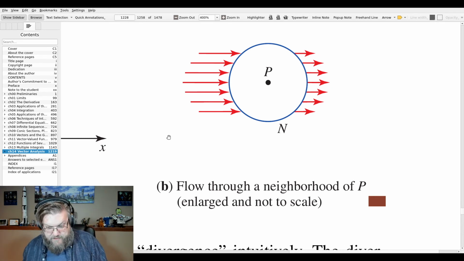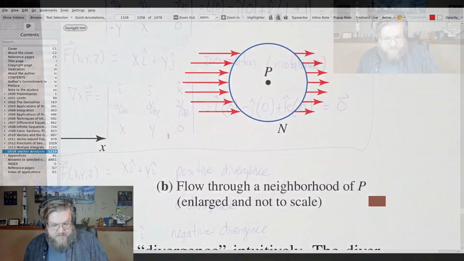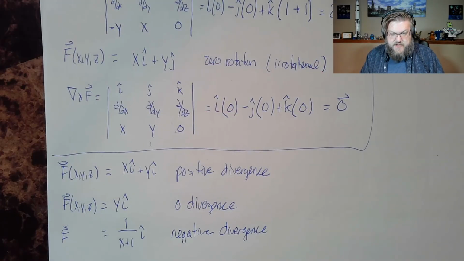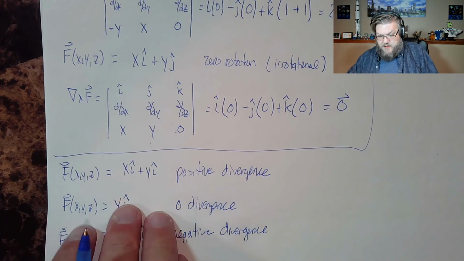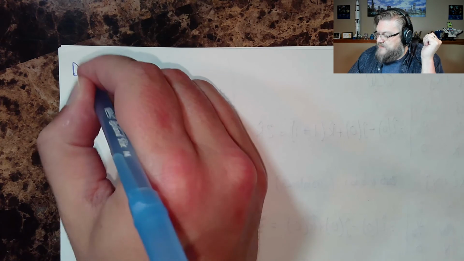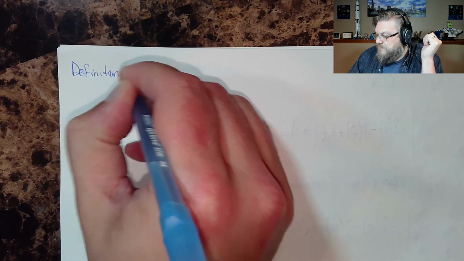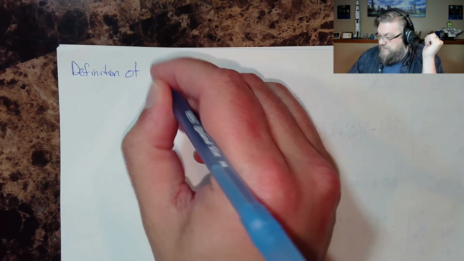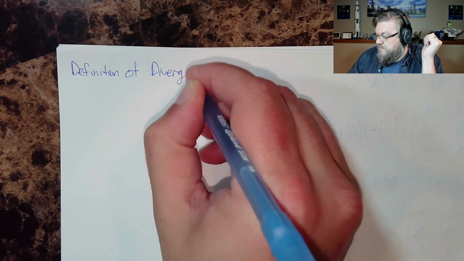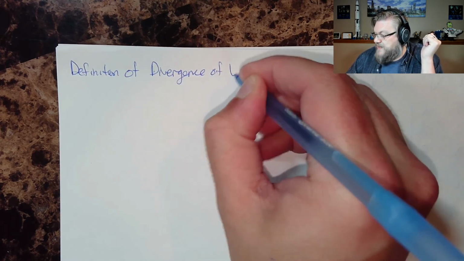Okay, now that you have sort of a visual of what divergence is and what it's measuring, the calculation to find divergence is actually really easy. It's not bad at all. So let's go here and we'll define that. We'll do our examples, and then we'll call this a video, and we will get on to Thanksgiving break. Yeah? So let's do this. Definition of divergence of a vector field.